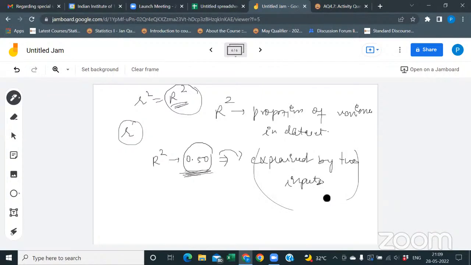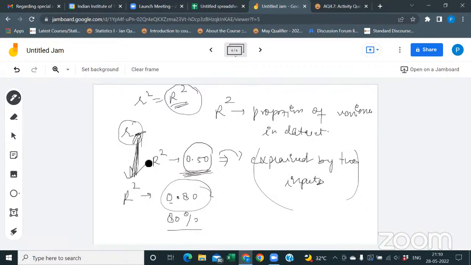So if it is more than 0.5, suppose 0.80, then you will say 80% of points are near the line. Variability will be less in this case. You are connecting this with the points being clustered along the line.